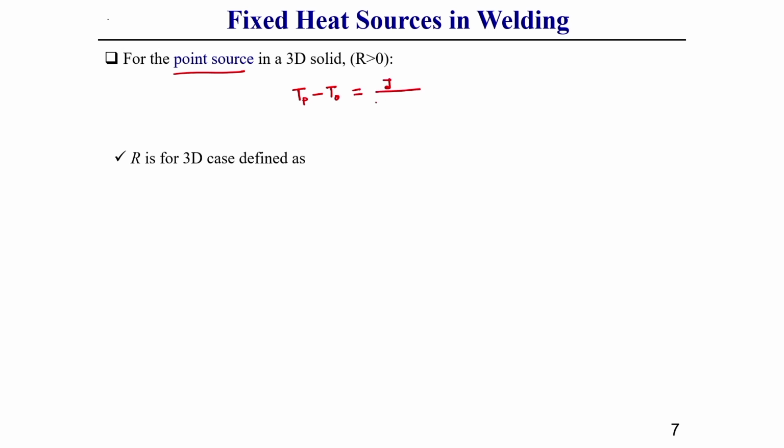J by rho C, 4 pi alpha T, the whole to the power 3 by 2, exponential to the power minus R square by 4 alpha T. So, this is the solution for point heat source.